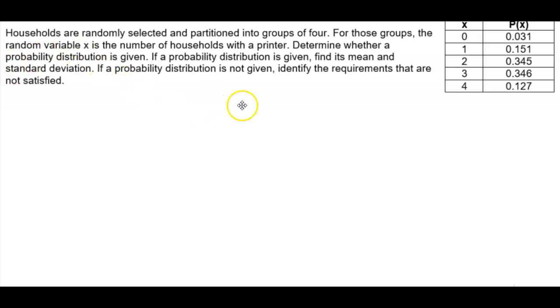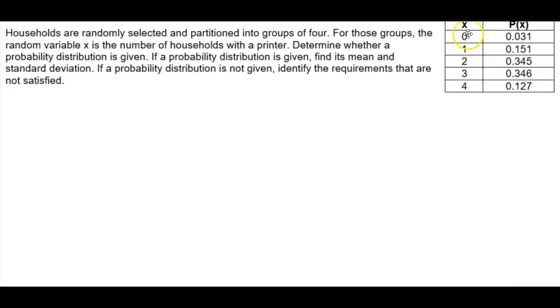Households are randomly selected and partitioned into groups of 4. For those groups, the random variable x is the number of households with a printer. Determine whether a probability distribution is given. If a probability distribution is given, then find its mean and standard deviation. If a probability distribution is not given, then identify the requirements that are not satisfied.